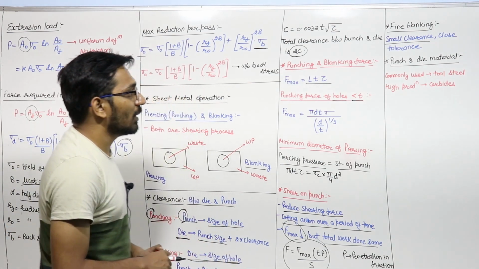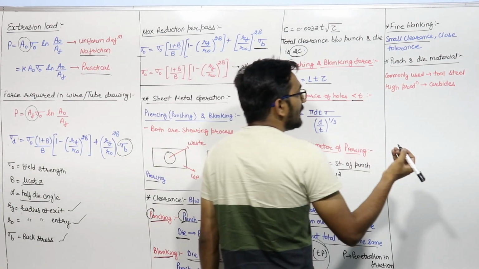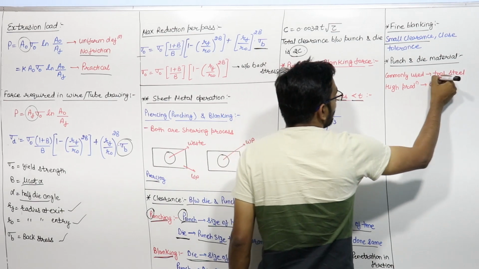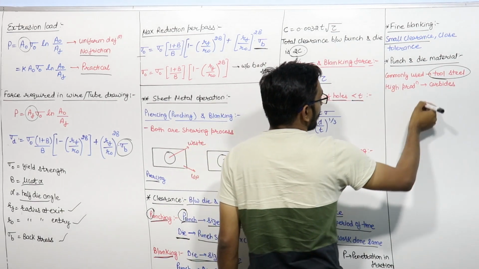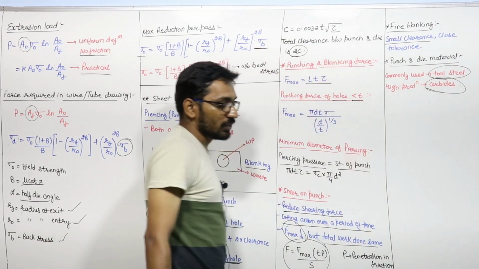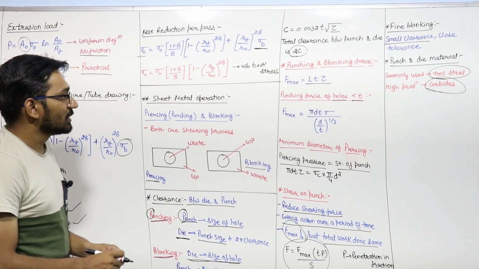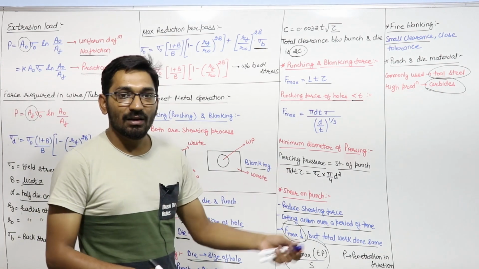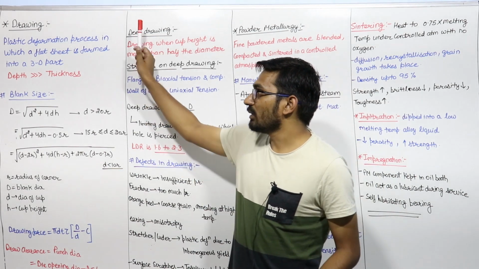And if we talk about the punch and die material, the commonly used material is tool steel. But if you want maximum or high production, then carbides are used to make the die and the punch. Right. So this is your shear sheet metal operation. Now the next topic of our discussion is drawing.